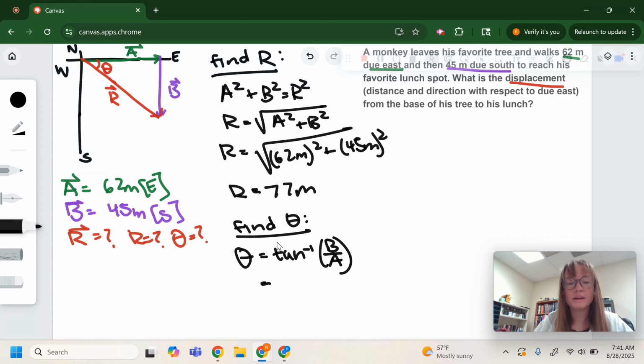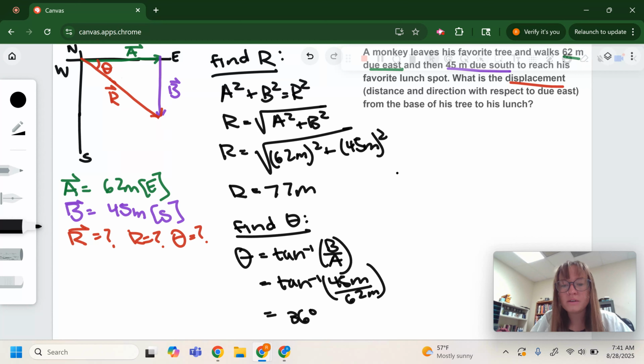Now, we can plug in numbers here. We do inverse tangent of B, which is 45 meters, over A, which is 62 meters. Plug that into our calculator, and we get 36 degrees.